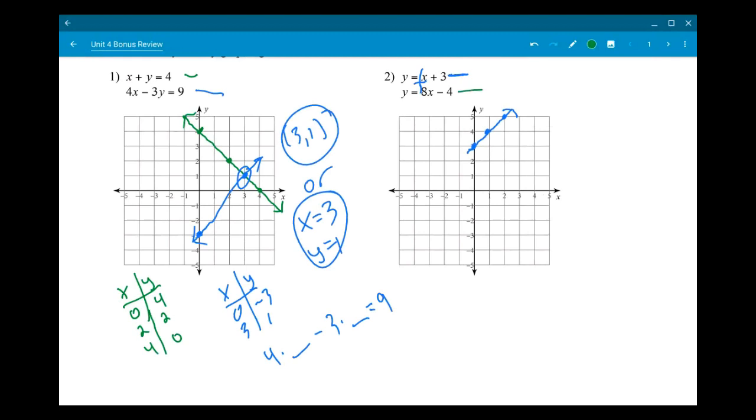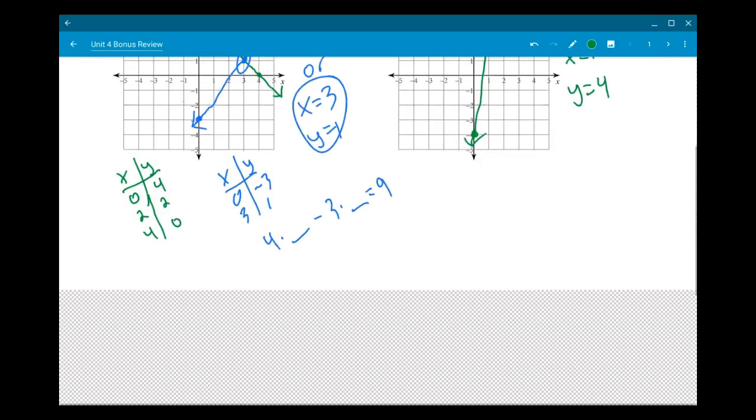For this one, I'm going to go to -4, and then I'm going up 8 over 1. 1, 2, 3, 4, 5, 6, 7, 8 over 1. Oh, look, they crossed right there, and I didn't need to extend my line at all. Again, you could write it as an ordered pair of 1, 4, or you could write x equals 1 and y equals 4. Both of those would be acceptable answers. It doesn't really matter which.